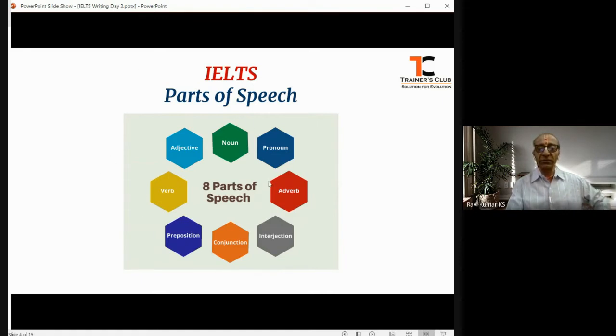Then straight away comes the adverb. This adverb qualifies the verb and the adjective. That means what type of action is being done and how that action is being done, all this sort of thing, the adverb qualifies it. Then these three: the preposition, conjunction, and the interjection.